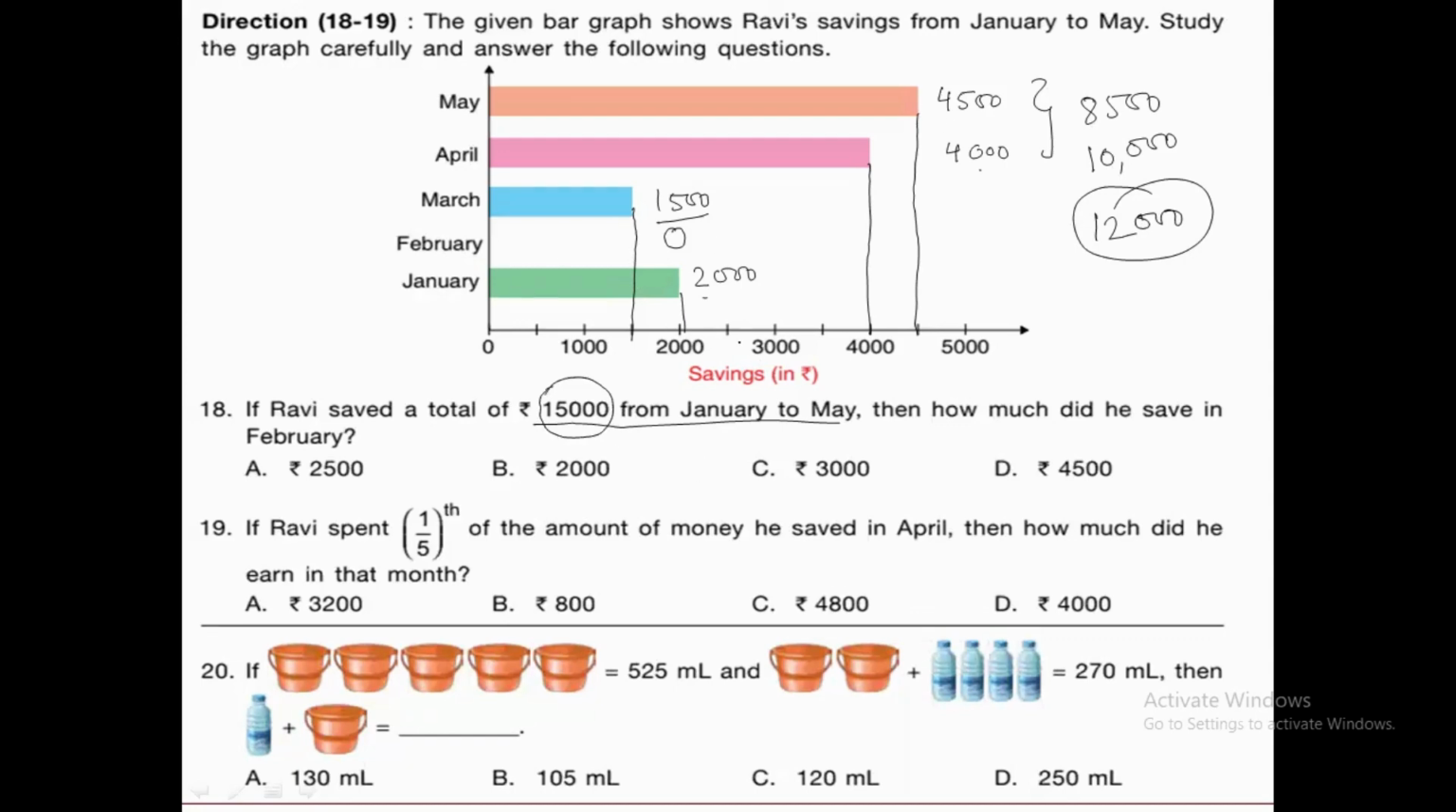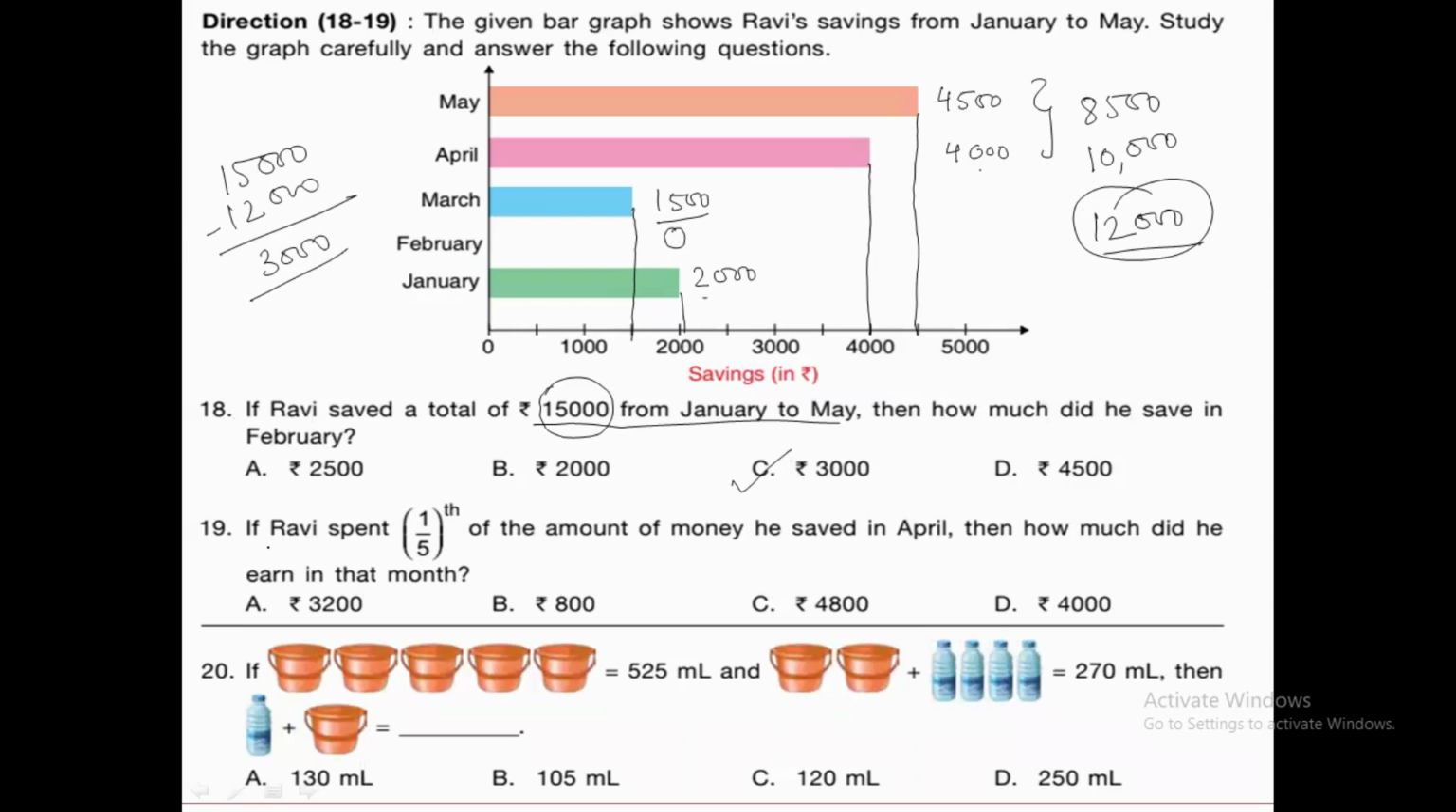And if we add all the numbers, we are getting 12,000 only. Okay, so what do we need to do here? We need to subtract 12,000 from 15,000. Okay, what are we getting after subtracting these two numbers? We are getting 3,000. So we can say that he saved 3,000 rupees in the month of February. Understood? Now, let's move to the 19th question.